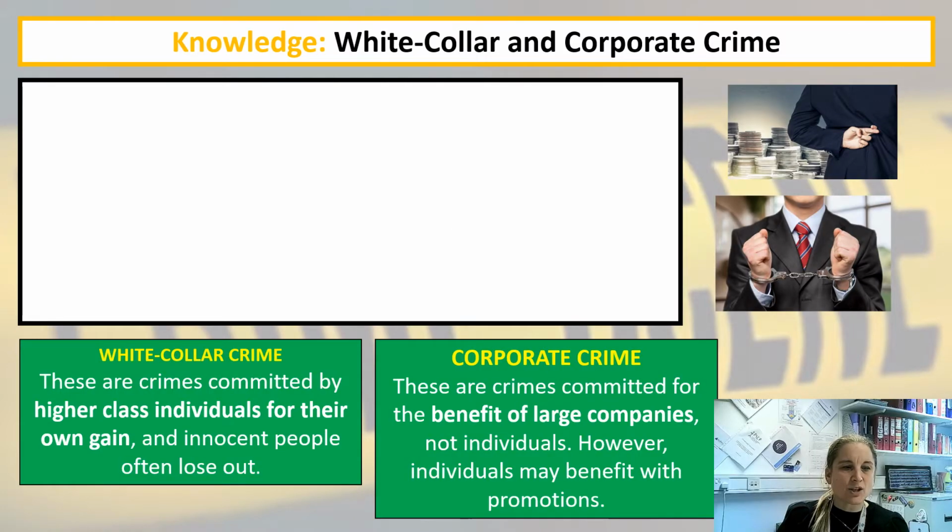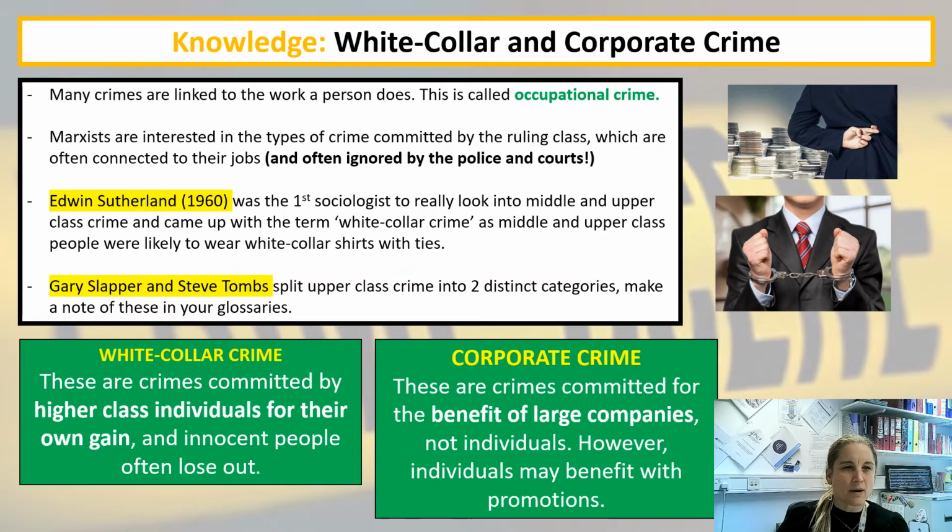So we've got some information here about white collar and corporate crime to start off the learning that we've got going on today. So what we need to think about is many crimes are linked to the work a person does. This is called occupational crime. Marxists are interested in the types of crimes committed by the ruling class connected to their jobs, and what is really important is they're often ignored by the police and the courts. And as you can imagine, Marxists, with their interest in exploitation by the bourgeoisie towards the proletariat, are going to be particularly concerned with this.